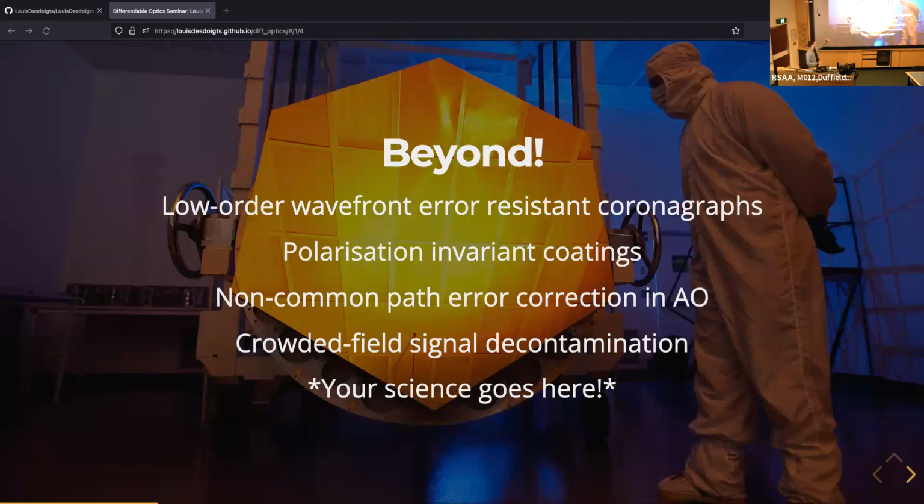And also in crowded fields where you have lots of stars close together, the conventional way of doing photometry, where you count flux inside a certain number of pixels, kind of fails if your stars are really, really close together. And so there are a lot of other ways that you can approach that, differentiable optics being one of them. So also, your science goes here.